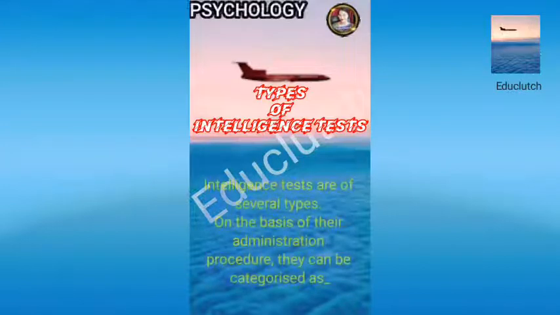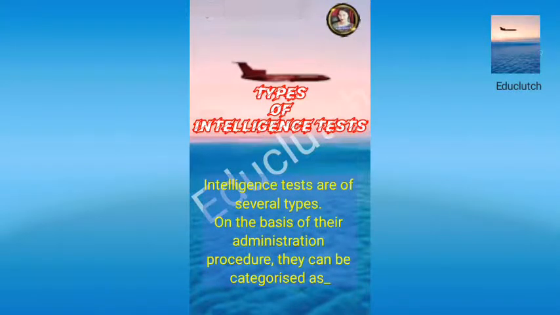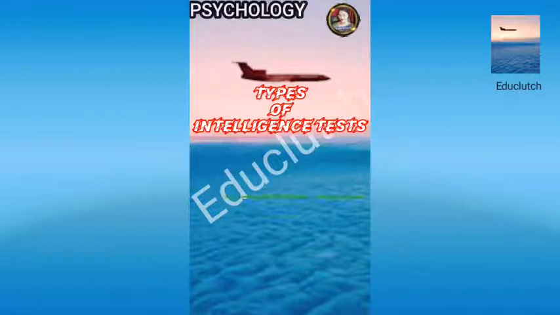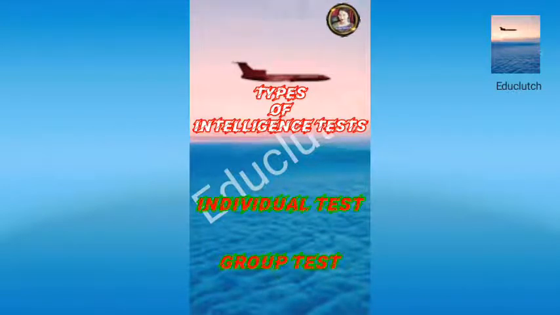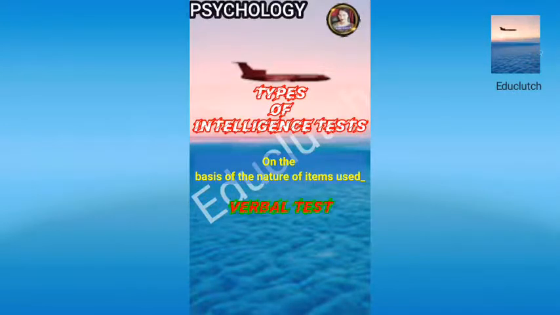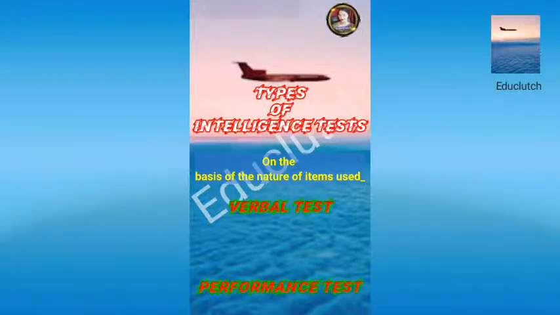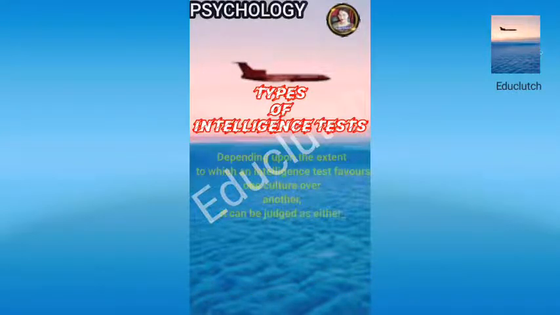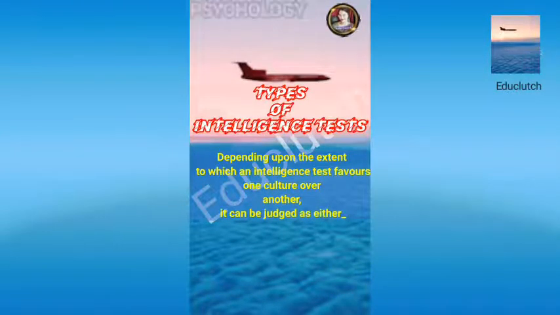Now, types of intelligence tests. These are of several types on the basis of their administration procedure. They can be categorized as individual or group tests. They can also be classified as either verbal or performance tests on the basis of the nature of items used. Depending upon the extent to which an intelligence test favors one culture over another, it can be judged as either culture fair or culture biased.